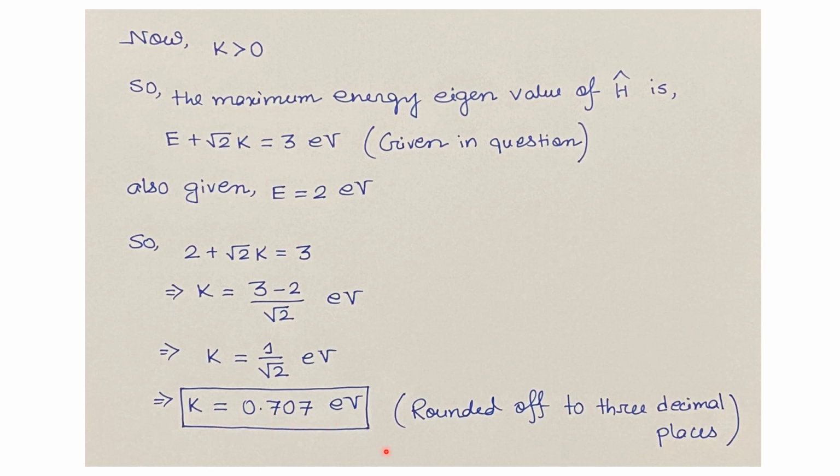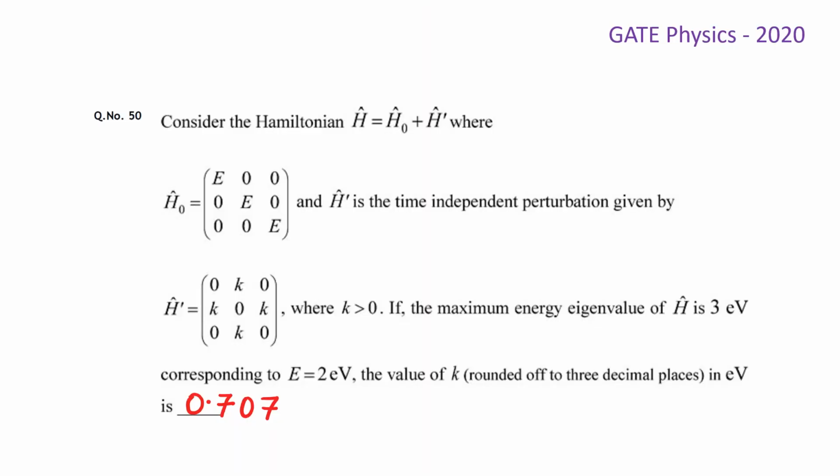So, our k value is 0.707 electron volt, that is rounded off to 3 decimal places. So, this is the answer for the k value. So, we have solved this problem.